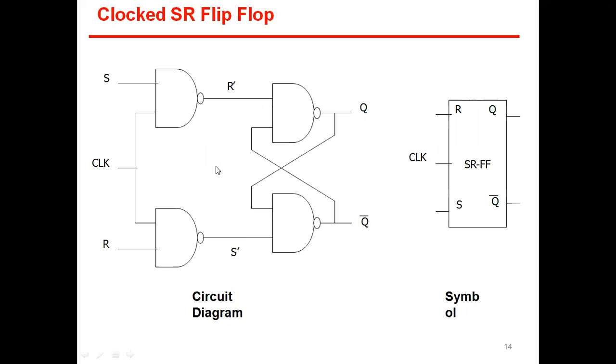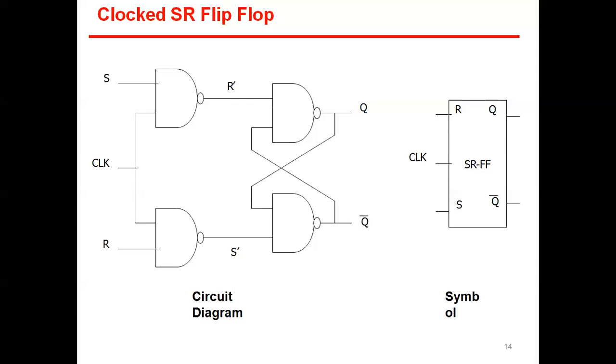Now the clocked SR flip flop, in which we have used 4 gates, 1 2 3 and 4. The inputs are called R dash, S dash, S, and R. It is called clock. You can say we are applying the clock from here, to enable or disable. It is basically an SR flip flop using NAND gates. It is also called a level triggered SR flip flop.